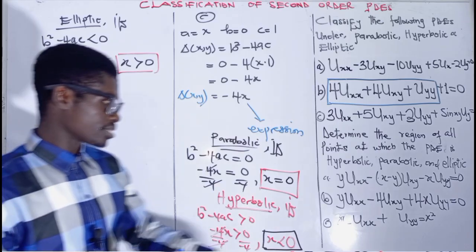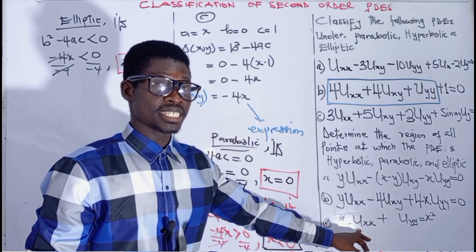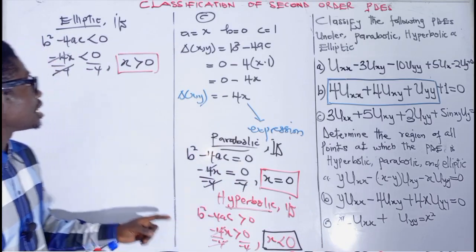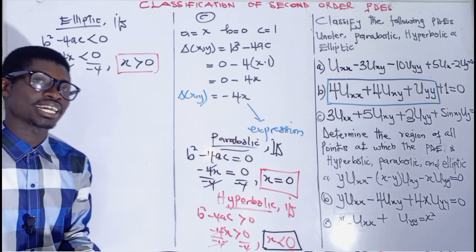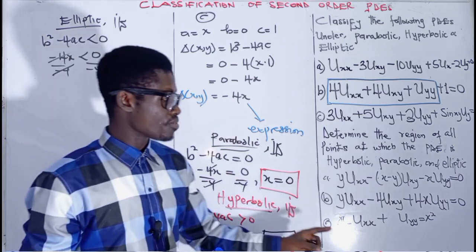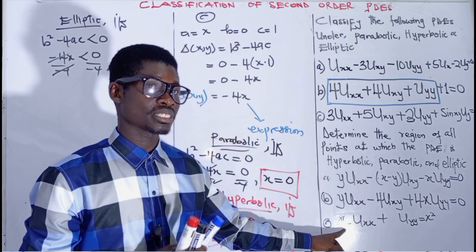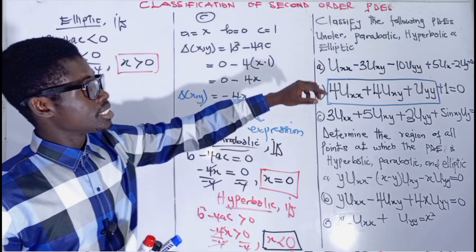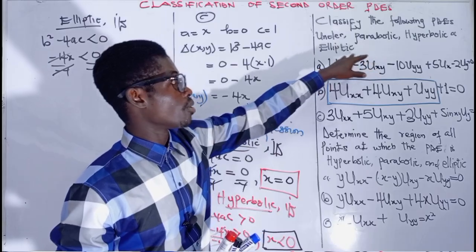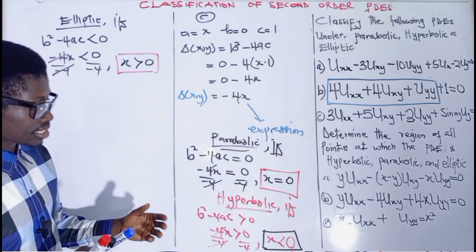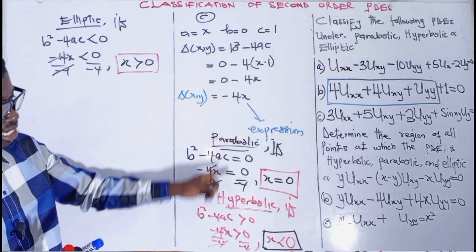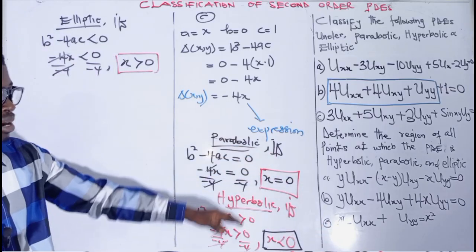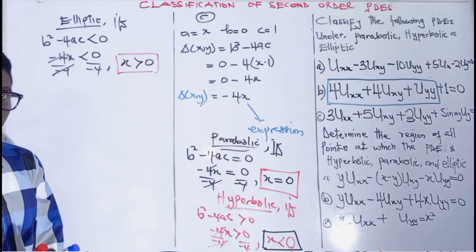So it means that this particular PDE is parabolic, hyperbolic, and elliptic. That is why earlier in the beginning I said that if the coefficient of any of the principal parts has a variable coefficient, then the equation can be parabolic, hyperbolic, or elliptic at the same time. And we have seen that instance here. So this equation is parabolic, hyperbolic, and elliptic at the same time.